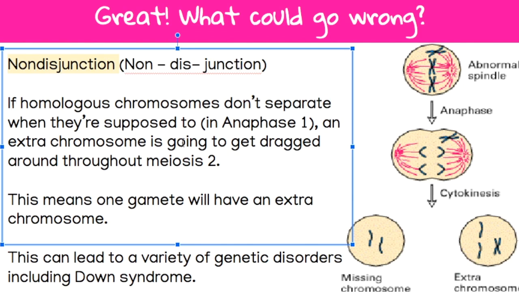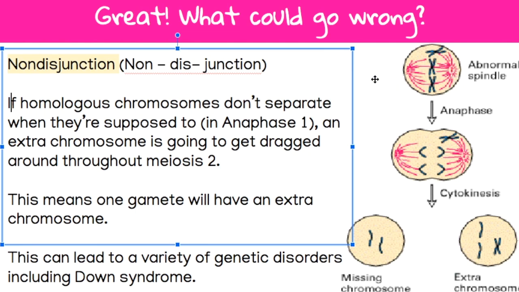If homologous chromosomes don't separate when they're supposed to in anaphase I, an extra chromosome is going to get dragged around throughout all of meiosis II. This means one gamete will have an extra chromosome. This can lead to a variety of genetic disorders, including Down syndrome.